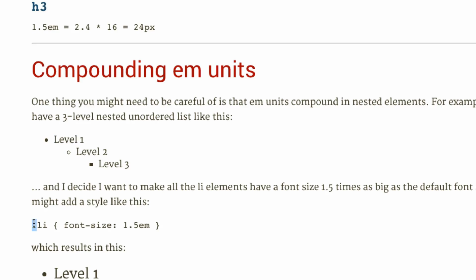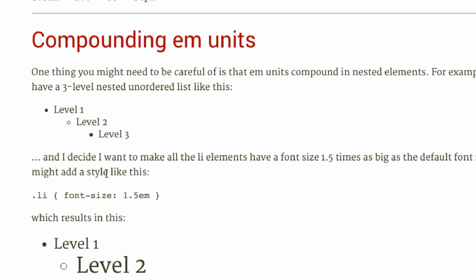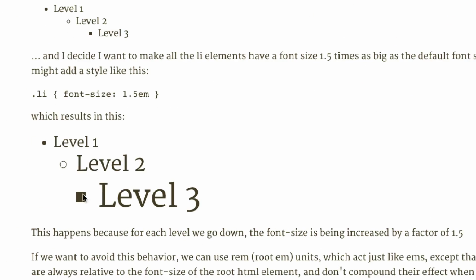Actually, this is a typo too. It's not a class, it's an element, so that dot shouldn't be there. But I could say, for my list items, make the font size 1.5 EMs, expecting them all then to be 1.5 times my default 16 pixels and all be 24 pixels big. But if I do that, I end up getting something like this.